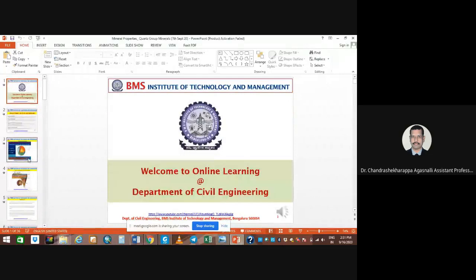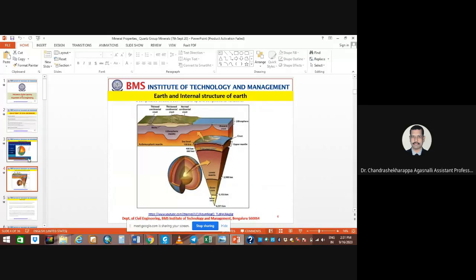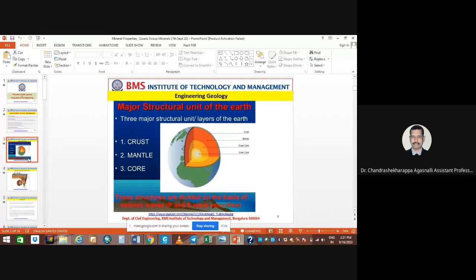That is the internal structure of the Earth. That's the most important point from your examination point of view, and for understanding what is happening in the subsurface of the Earth: its internal structure and composition, and the main applications of engineering geology in civil engineering practice.